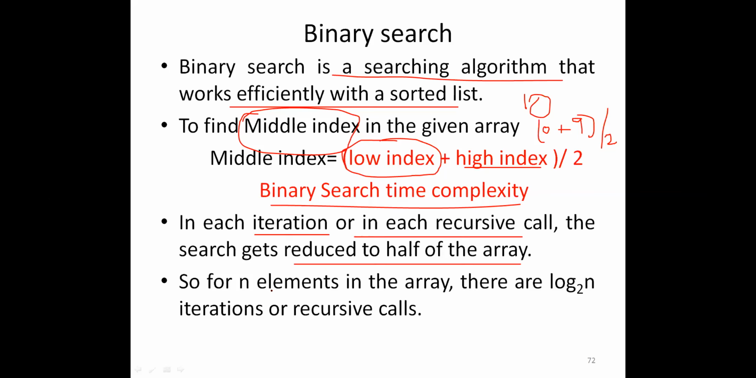So for n elements in the array, what is the time complexity? The time complexity is order of log n, that is, log n to the base 2. In case of linear search, the time complexity is order of n, whereas in case of binary search, the time complexity is order of log n. Okay, fine. We'll go for the example.